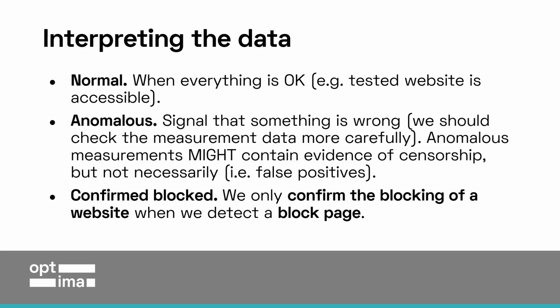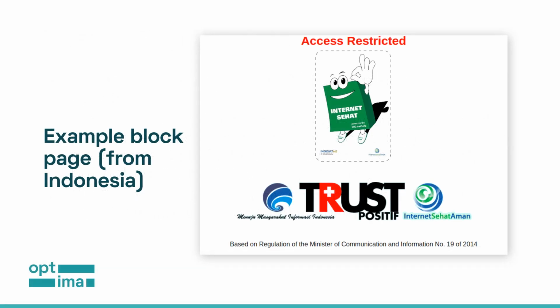Confirmed cases, or rather confirmed blocked, are cases where we automatically confirm the blocking of a website. And based on our current heuristics and methodologies, we only automatically confirm the blocking of a website when a block page is served. A block page is something like this. This is an example of a block page taken from Indonesia.